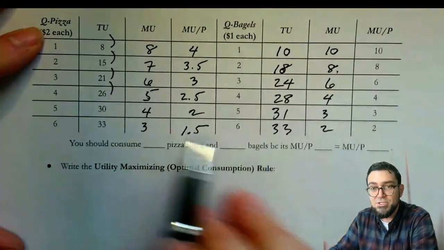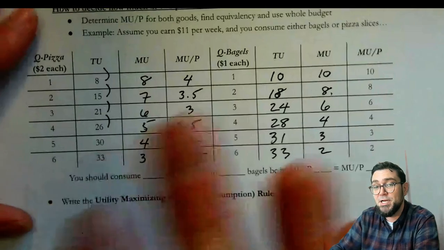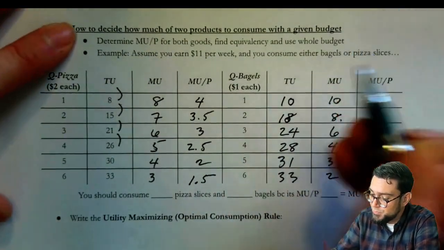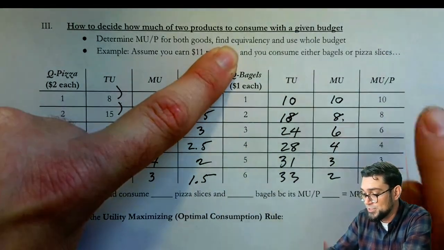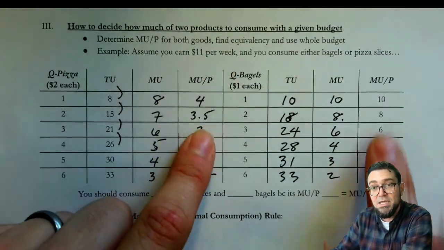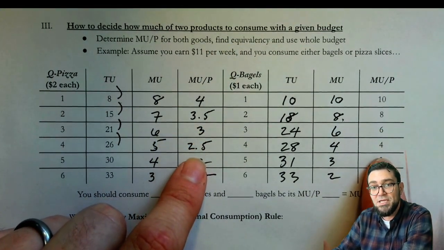Now, I filled that in really just so I could show you at the end that actually the combination we're going to end up with is the best one for us. So we want to determine our MU over P. We've done that. Find where they're equal, and then use our whole budget. So let's put our fingers down on these 2 columns, and we're going to pick some place in the middle where these are about equal.